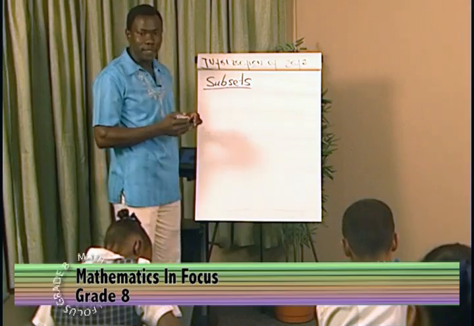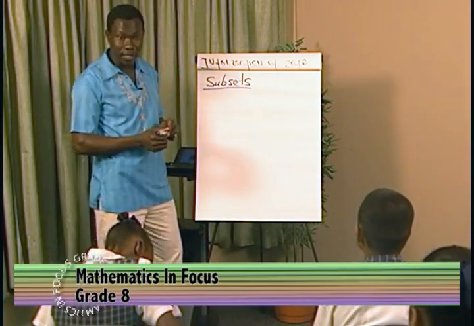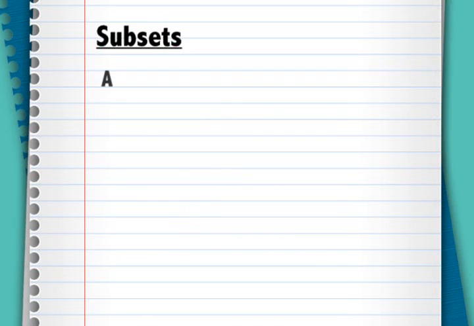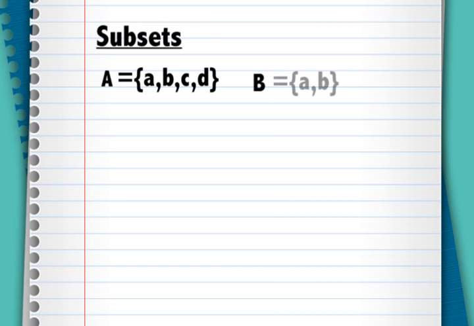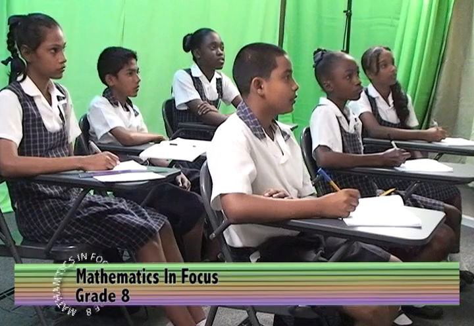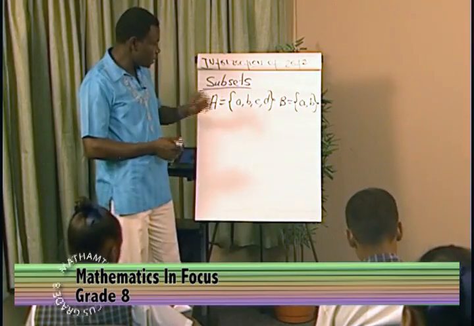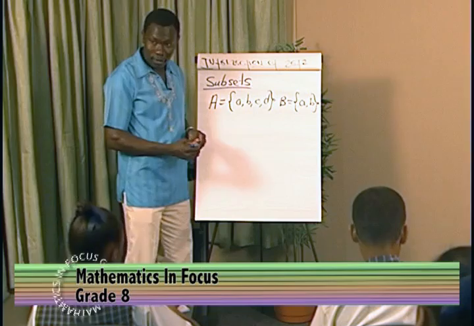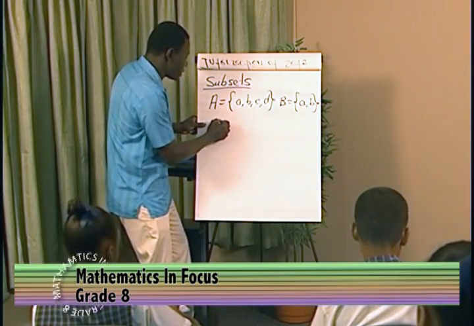In the case when we have subsets, let us see how these will be represented on a diagram. If we have the set A equal to {A, B, C, D}, and the set B equal to {A, B}, do you agree that B is a subset of A? Yes, B is a subset of A because all of the elements of B can be found in the set A. All right? So let us represent this on a diagram.